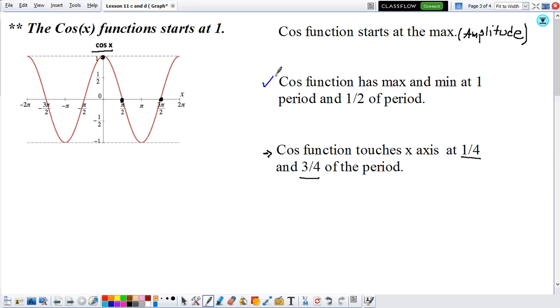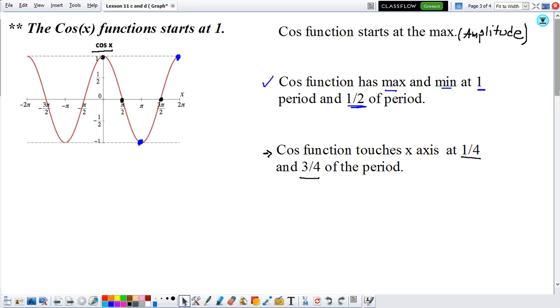And now the cosine has a max and a min at the period and half of a period. So the period is 2 pi and half of a period is pi. So the same points, but the graph takes a different shape. It doesn't start at the origin, but it starts at the maximum. Where the graph for sine used to touch the x-axis, now it becomes our max and min, and where there was a max and a min, it becomes our x-axis. Now it touches the x-axis there, so everything gets flipped in a sense.